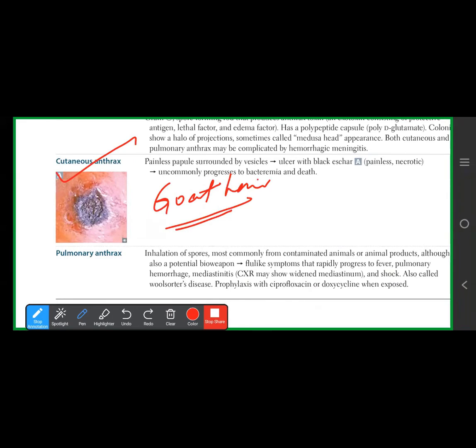Okay, so they are going to come with painless. You should remember this word. They are going to have a painless papule that is going to be surrounded by vesicles, exactly how they have said. So now the presentation is going to be an ulcer with black eschar. So it's painless and it is necrotic. Now this can progress into death as a bacteremia, but this can progress into death as a shock. That is the two differences that you have to know with respect to the diseases.